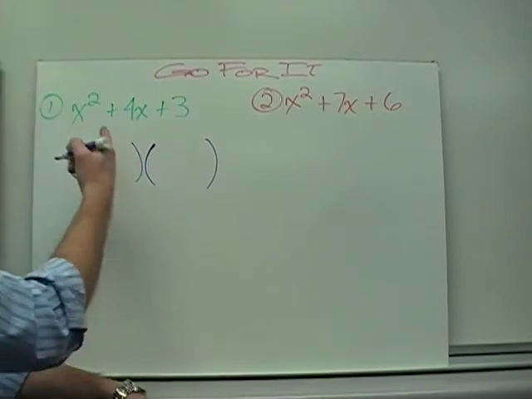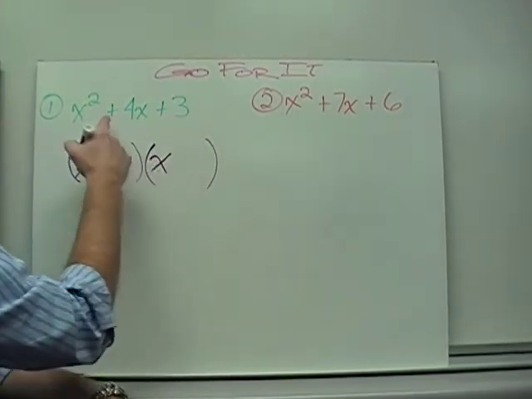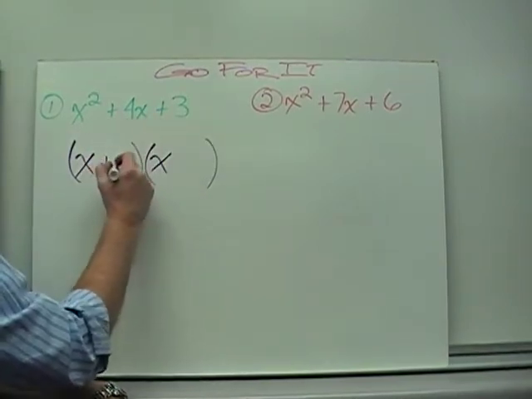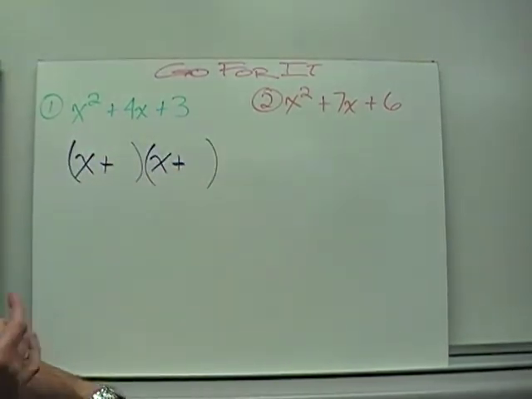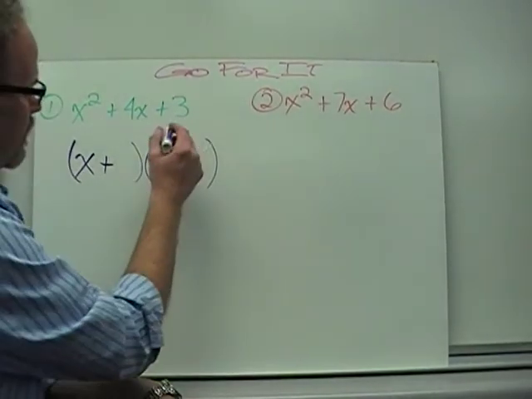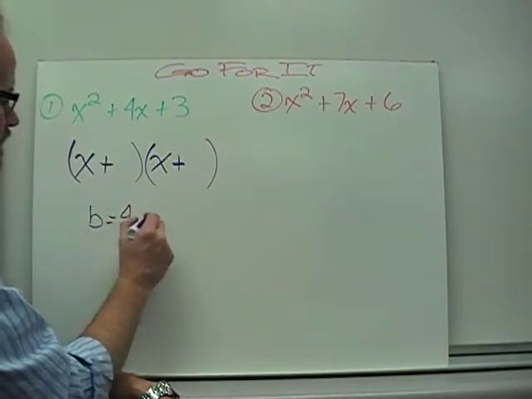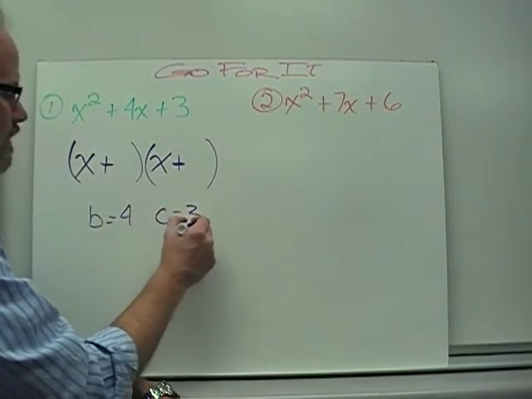Okay, so I know that from this, a binomial, the first term is always x. These are both addition right here, so I'm going to just go ahead and put my addition sign in there. I know it has to be that. Now, I look at, we got B is 4 and C is 3.